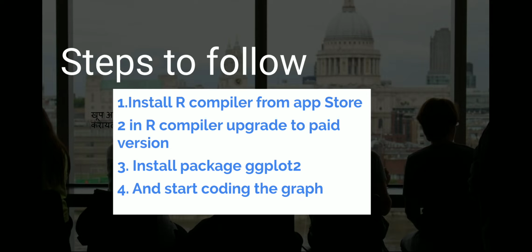And to get R on our mobile phone we have to follow the following steps. First is to get R compiler installed on our phone from Play Store. Then second step is to upgrade our compiler to paid version. Third step is to install package ggplot2 on our phone. And fourth stage is to start coding for the graph. Now we will move to how to get our compiler on our phone.